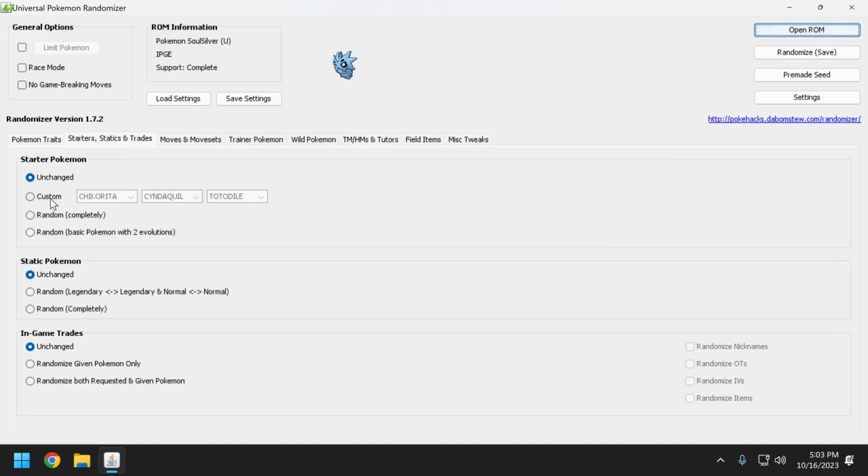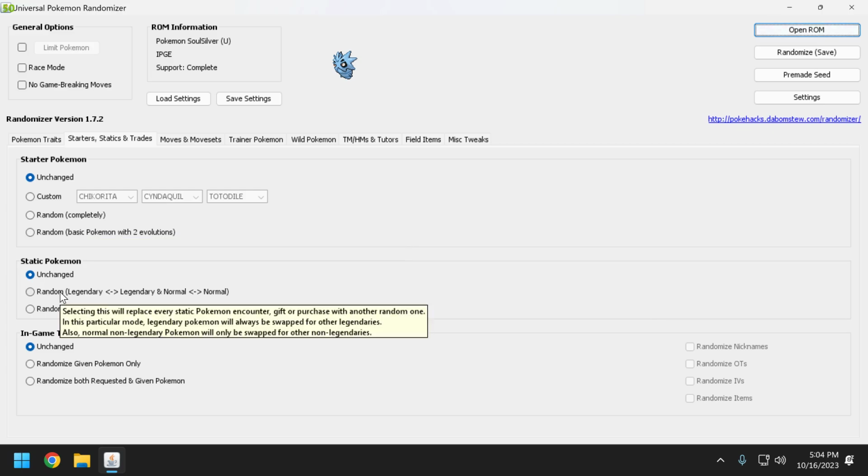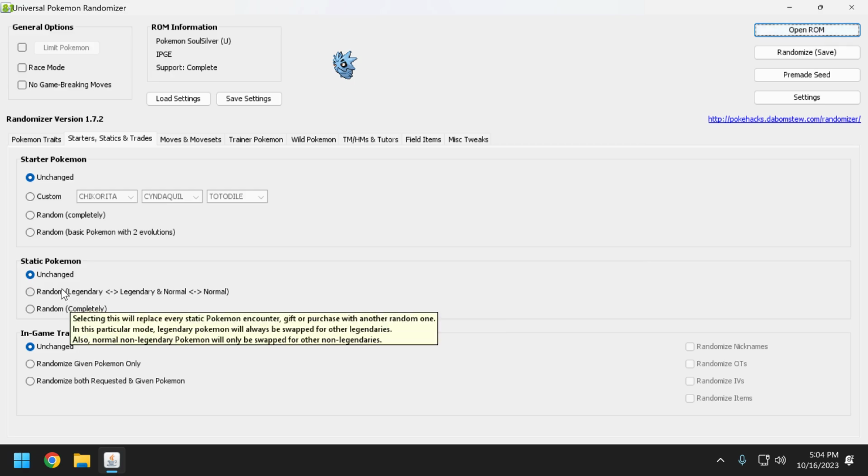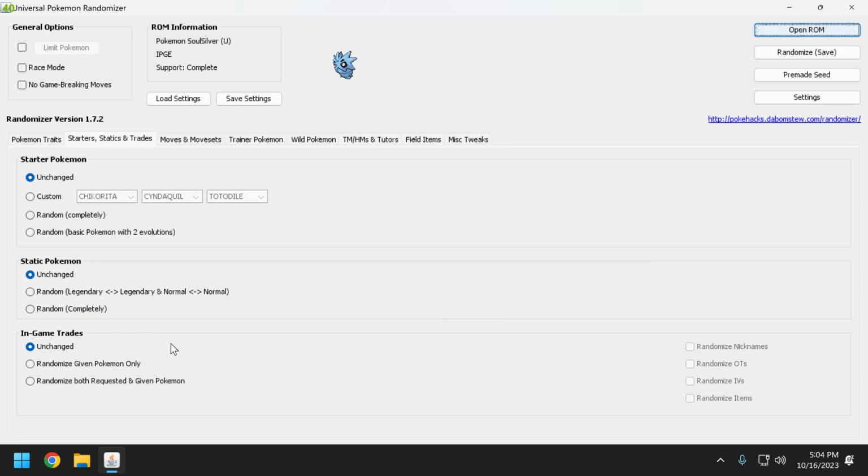Starter Pokemon. You can customize the 3 starters you want to be like any starter, which is really cool. You can completely randomize them, or you can randomize it into a first evolution of 3. Static Pokemon. Static Pokemon are Pokemon you encounter via gift or purchase, or basically something that the game gives you. You can make them so that they're random and then the legendaries get mixed up. Which is random completely, or you can make it that you randomize it and the legendaries are still legendary, but it's a different legendary if you want that.